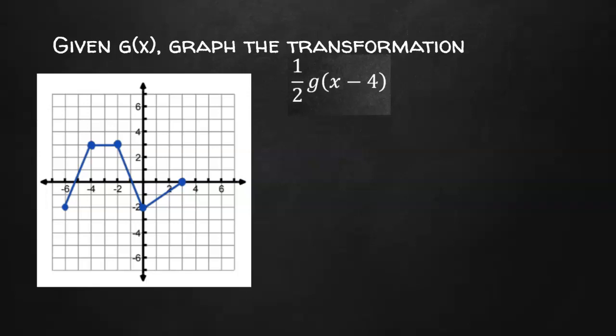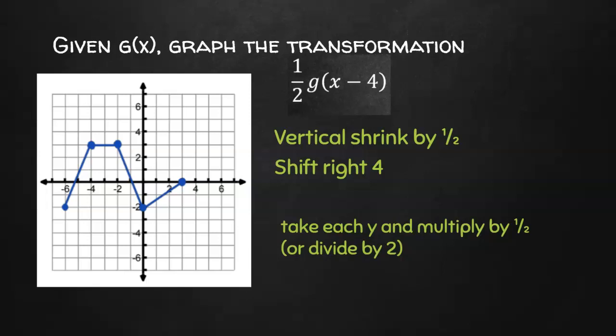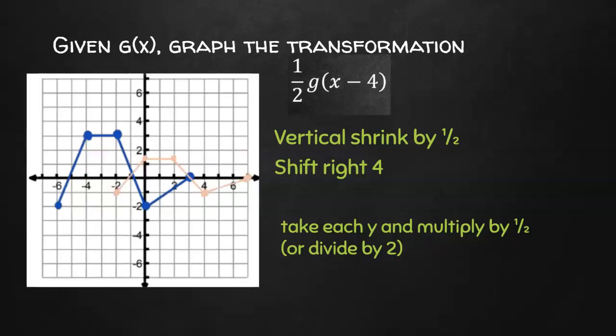Now, the minus 4 is on the inside of your function. So the inside is the opposite. So instead of it going to the left 4, it's actually going to the right 4. So every single one of those points are going to shrink by 1/2 for the y. So take every single y, multiply by 1/2 or divide by 2, and then shift that point over to the right 4 spaces.